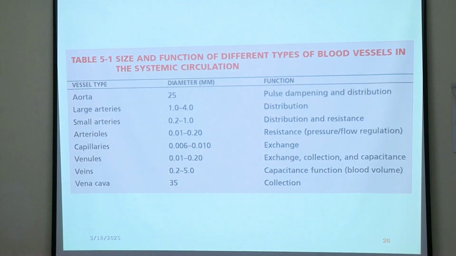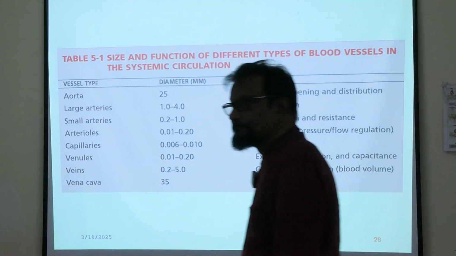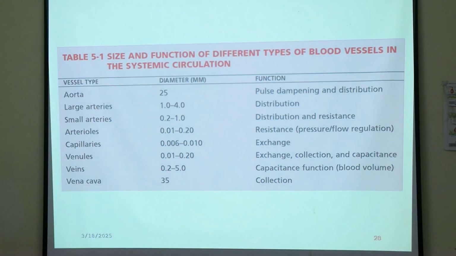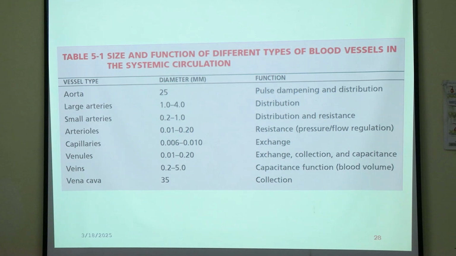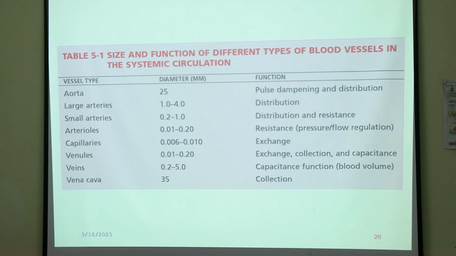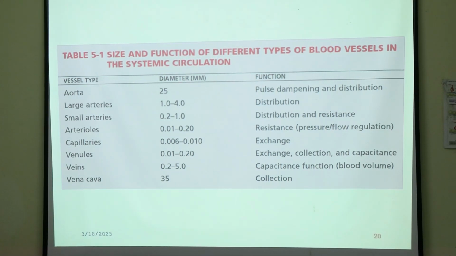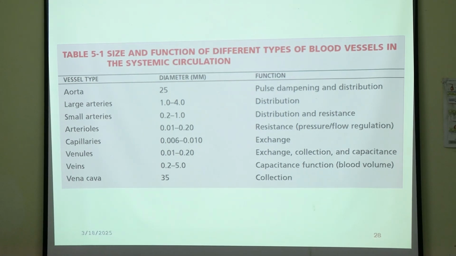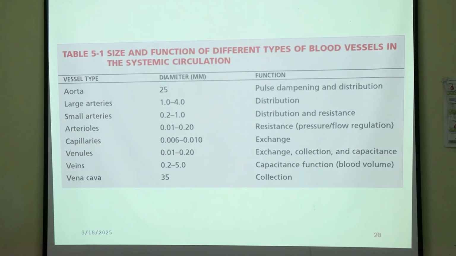What is the diameter? 25 in the aorta. Then in large arteries, if you add up the diameters of all our large arteries, the summated amount will be more than 25. So gradually the area is increasing. In the small arteries it is 0.2, and in the arterioles, see how much it has decreased. The diameter is decreasing. And in the capillaries, see the change.